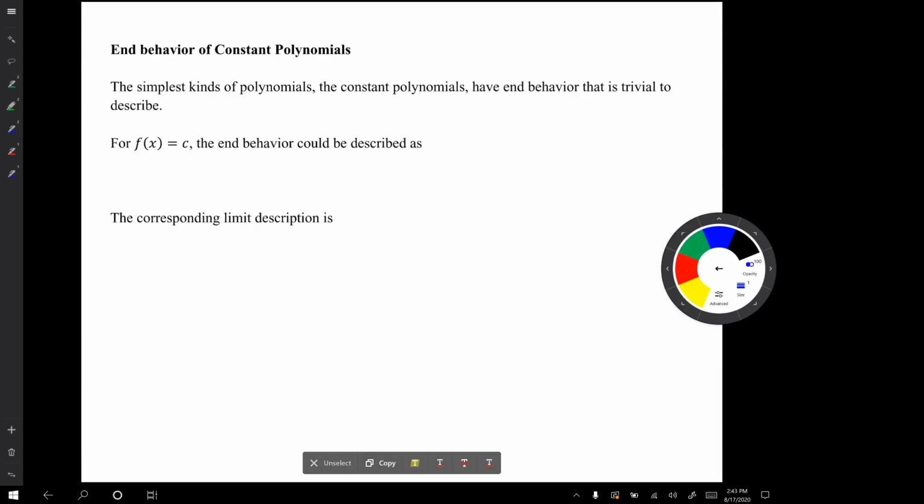So let's discuss the end behavior of constant polynomials. The simplest kinds of polynomials, the constant polynomials, have end behavior that's trivial to describe. For a function like this, you could describe the end behavior as this.